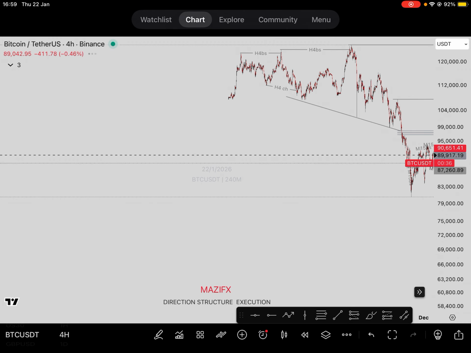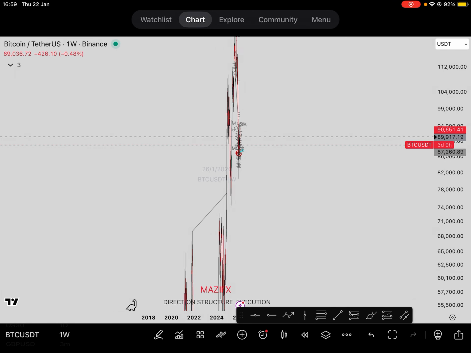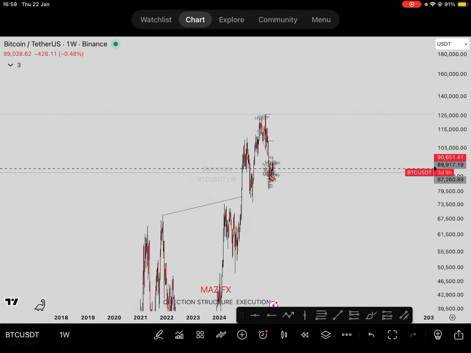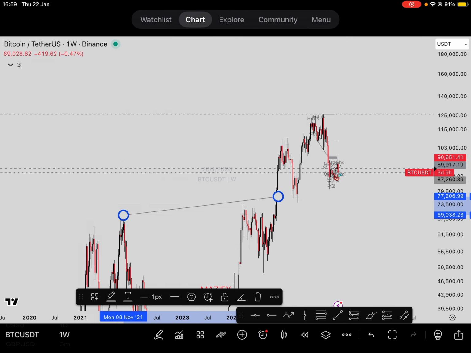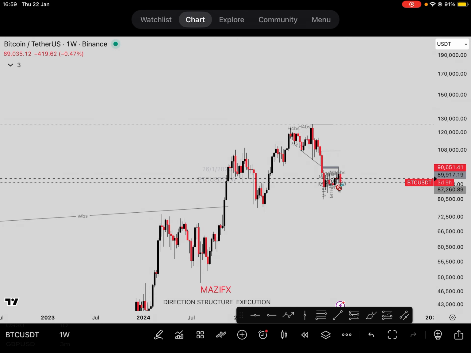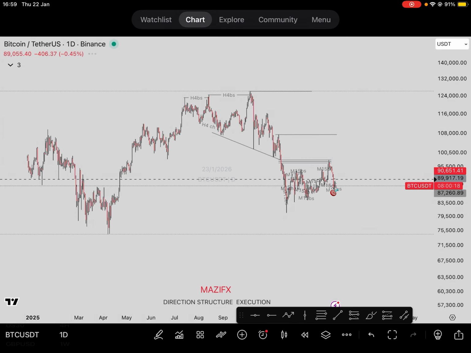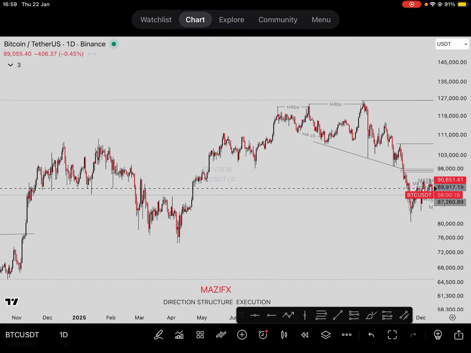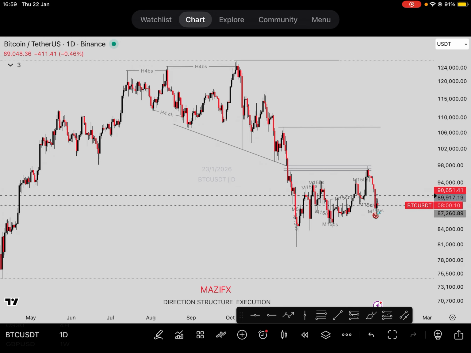So looking at our weekly, I'll start from weekly. Our last weekly structure is here. This is our last weekly structure. When I went to daily, we still did not have a daily structure, because I have other things I check before I mark a structure, and this did not meet my criteria. So the only thing I discovered when I went forward was a 4 hours structure.